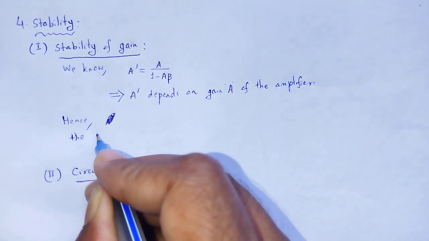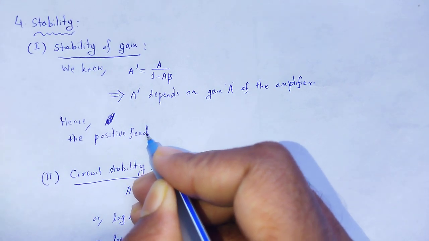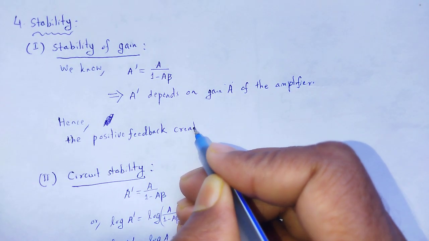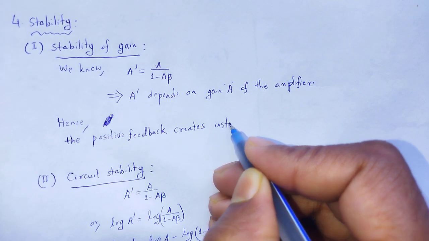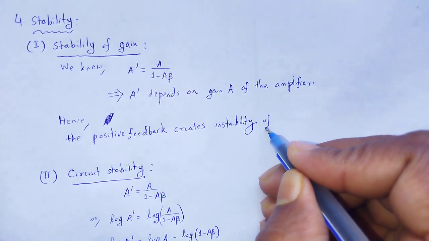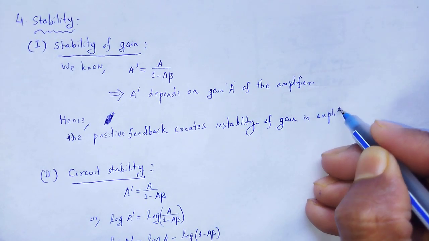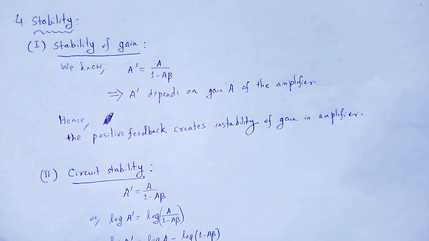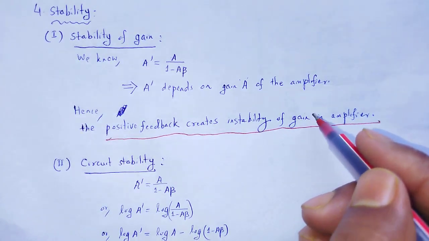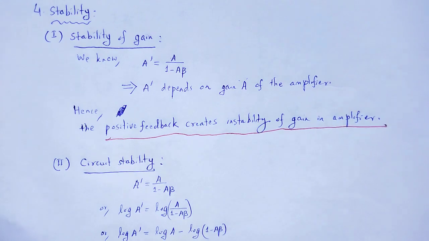The positive feedback creates instability of gain in an amplifier. So, with the application of positive feedback, the gain in the amplifier is unstable. Next, circuit stability.